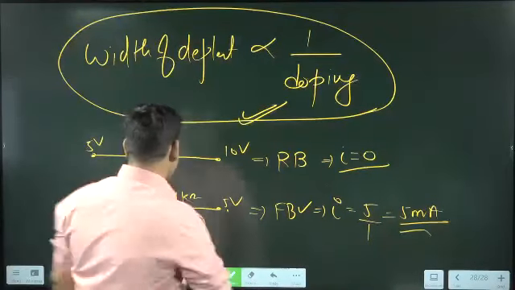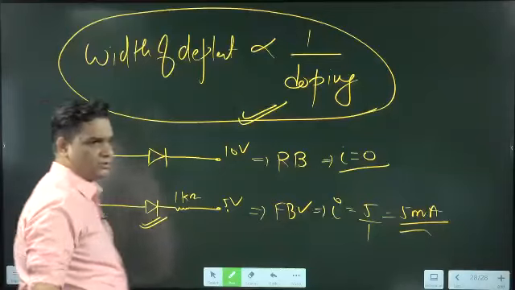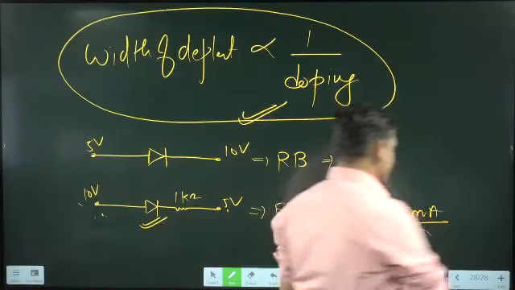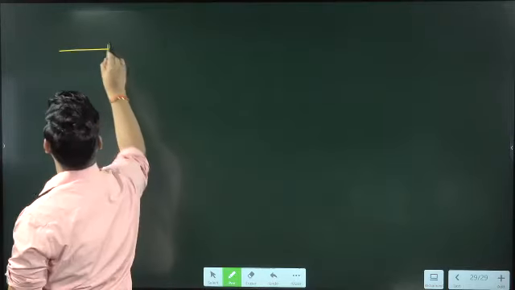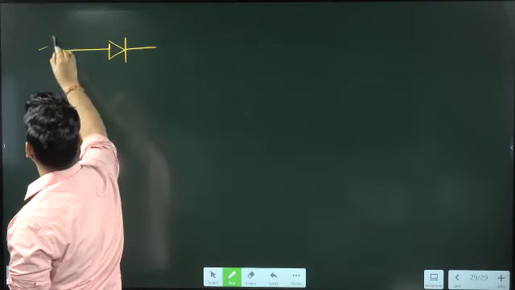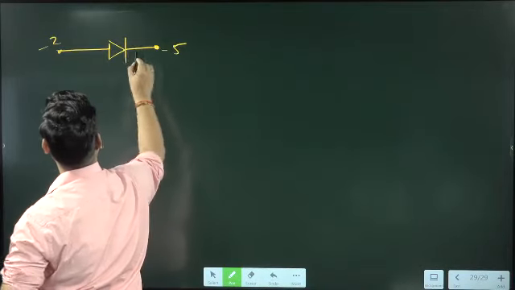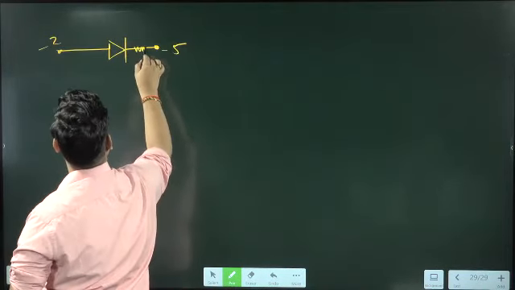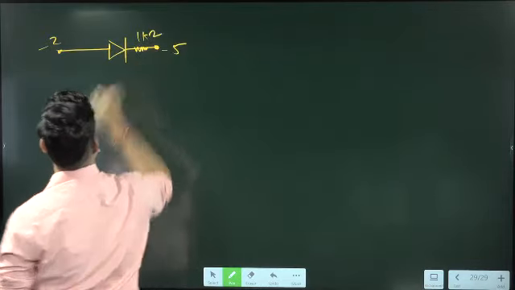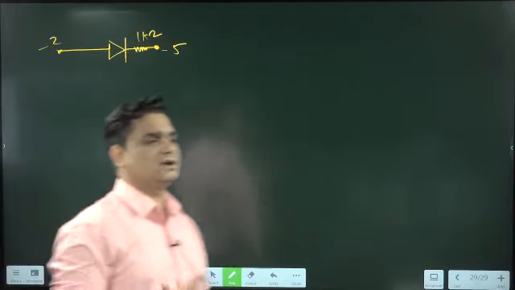5 milliampere, and I'm assuming this is your ideal diode here. I will take some more questions on this. Suppose this one is minus 2, and this is minus 5, and here I am putting a resistance of 1 kilo ohm. Will this diode conduct or not? If it conducts, what is the current here?